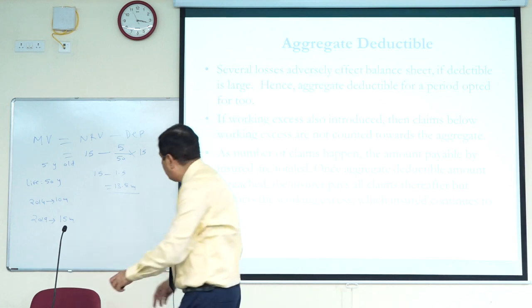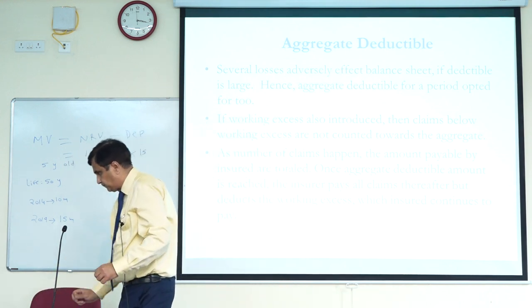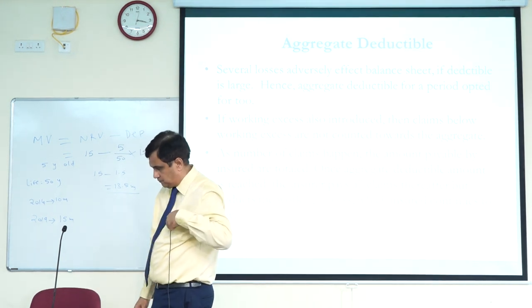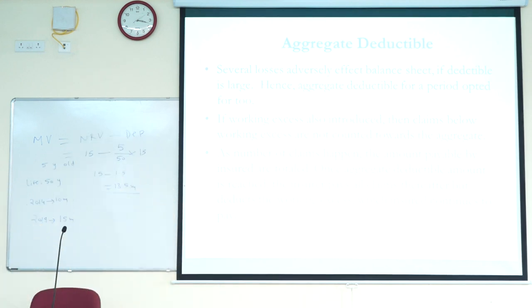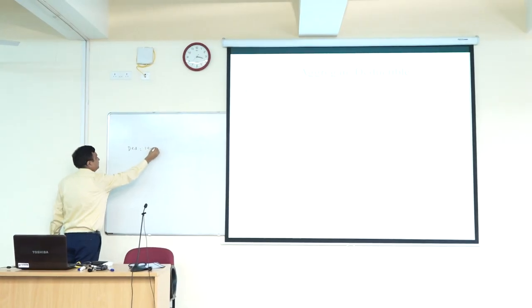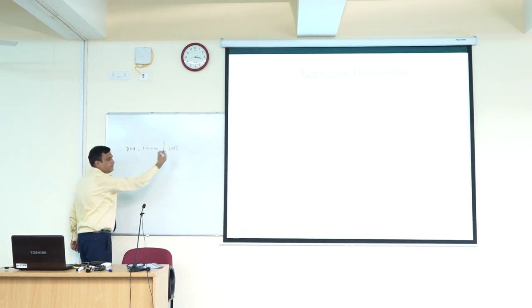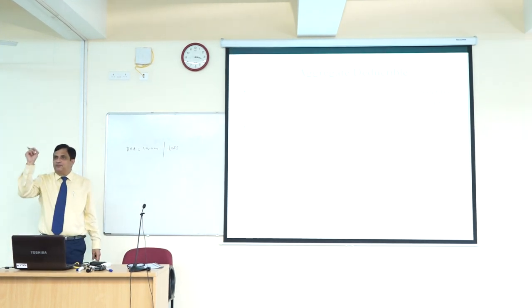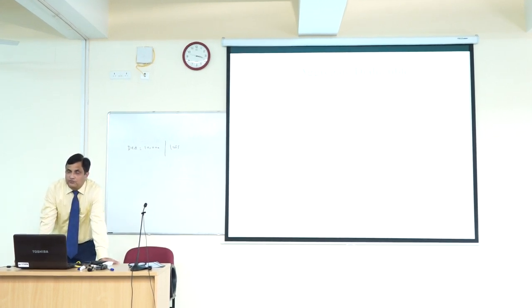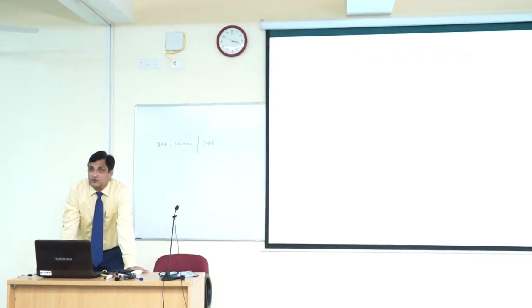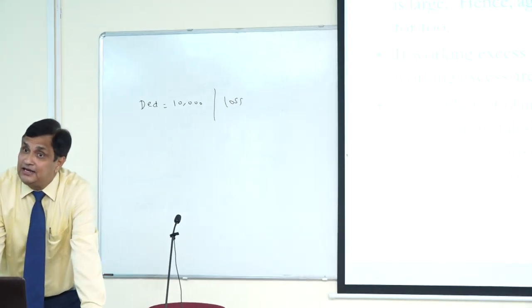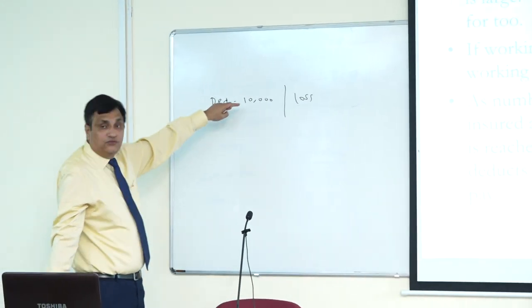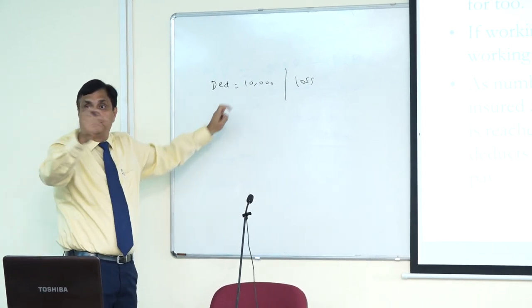For example, if my deductible is 10,000 for a loss, and you have 10 claims in the whole year, then in each of the 10 claims you deduct 10,000 rupees. So the total deductible for the whole year becomes 1 lakh rupees, or 100,000 rupees. Now, you can create an aggregate deductible and say, though the deductible is 10,000, the aggregate deductible for the whole policy period is 50,000.